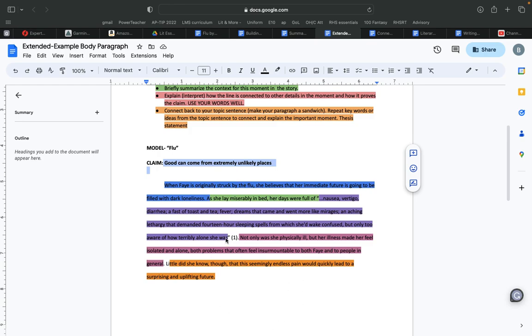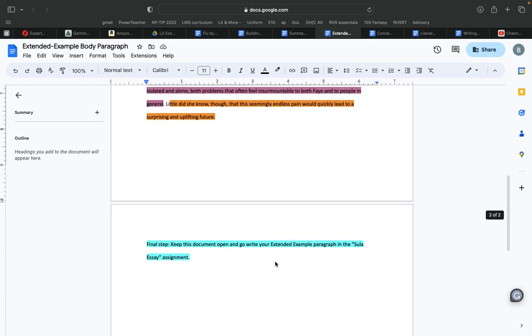Notice that I didn't even explain yet how things got better. I just chose this one moment where she felt terrible. I connected back to my main idea. And then in my next paragraph, in a different way, I will probably show how things get better, right? So you don't have to prove everything in one paragraph. This is just one piece of the puzzle. She was sick. She was alone. She felt like it was going to be forever. But remember, overall in this paper, I'm going to prove that good can come from unlikely places. So trust me when I say things are going to get good, even though things seem bad right now.